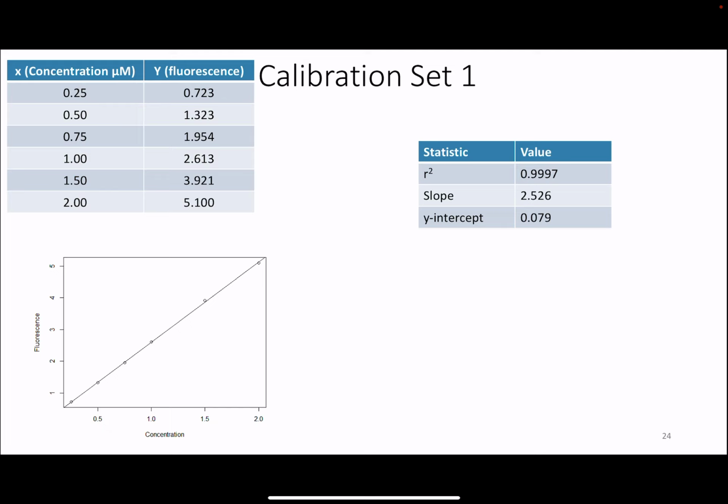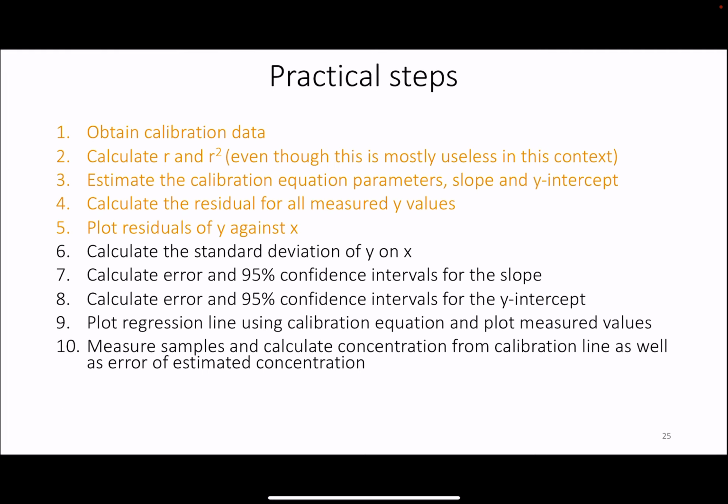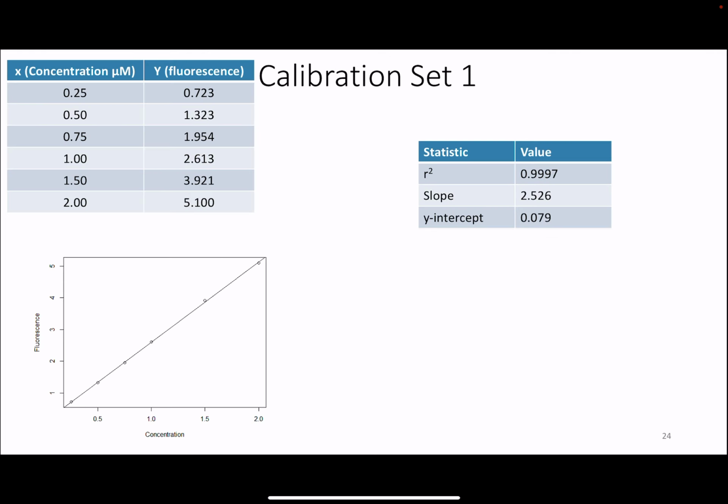The relationship between the instrument signal and the concentration is essentially what your slope is giving you. And don't forget that your slope and y-intercept have units. These are not unitless numbers in this case. The slope is y over x, which means it's fluorescence over concentration. And your y-intercept is on the y-axis, so it has units of fluorescence units.